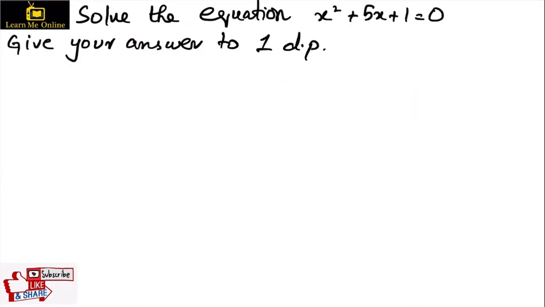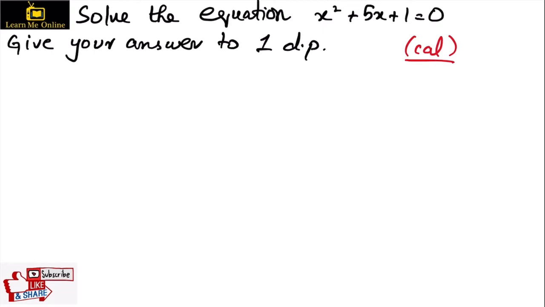Now here it says solve the equation x squared plus 5x plus 1 equals 0. Give your answer to one decimal place, and this is a calculator paper question. With a calculator paper question, most of the time it says to write down the answer to one decimal place, two decimal places, or whatever it could be.